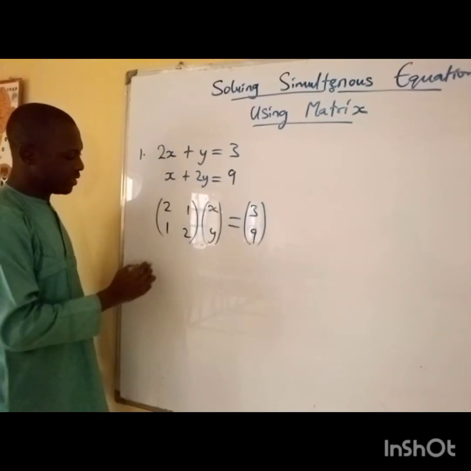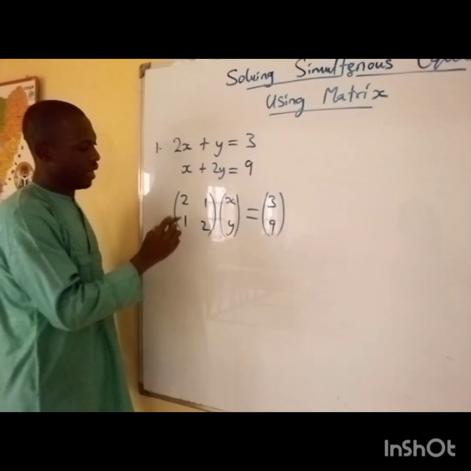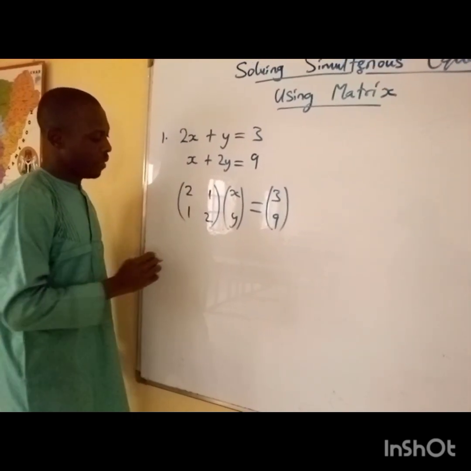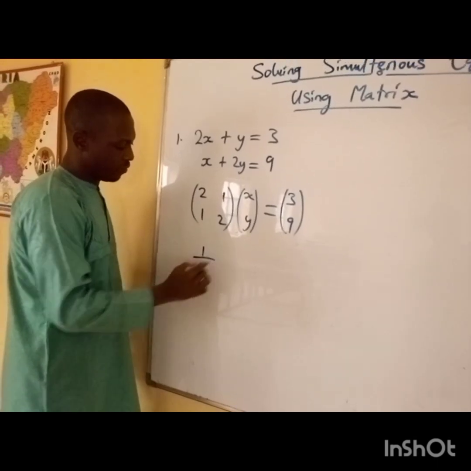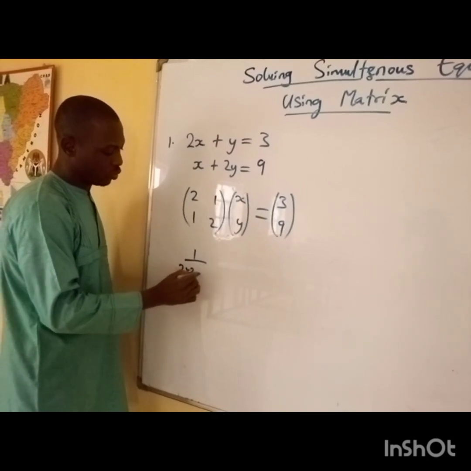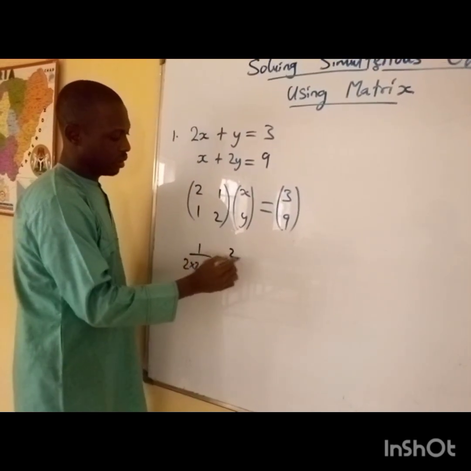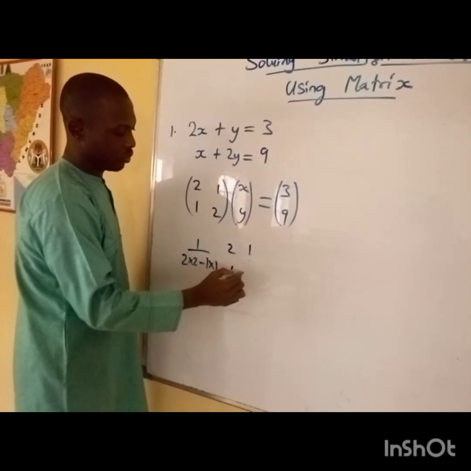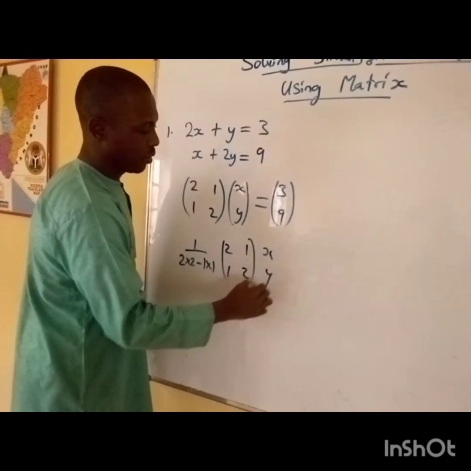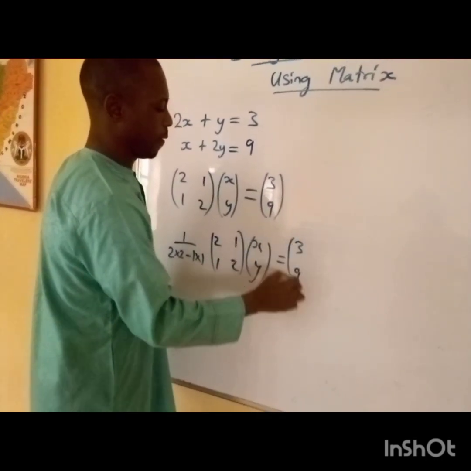Now, we will get the determinant of this matrix, and the determinant is gotten by multiplying this and this, and subtracting the result of this and this. And taking the inverse of that determinant, it will be 1 all over 2 times 2 minus 1 times 1, times the matrix 2, minus 1, minus 1, 2 this way, and then x, y equal to 3, 9.